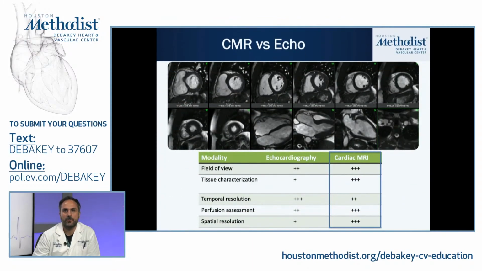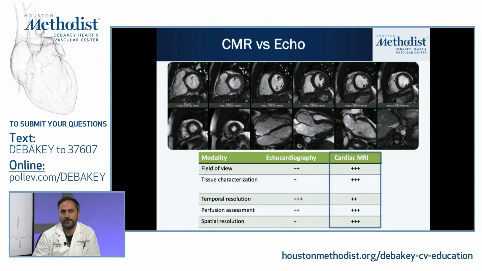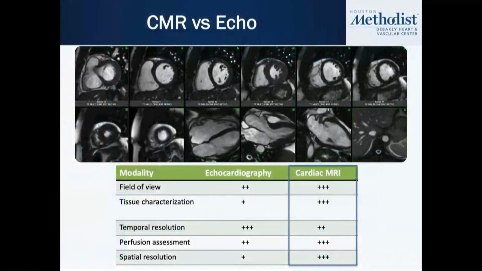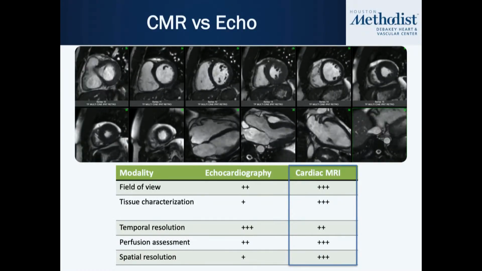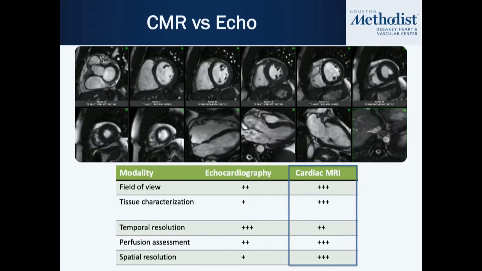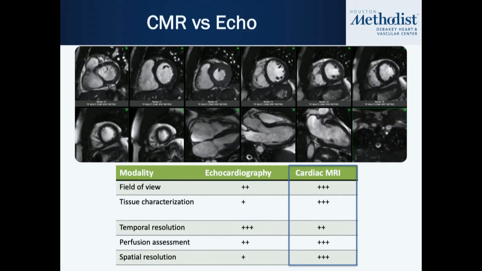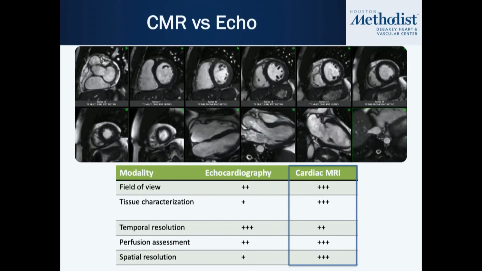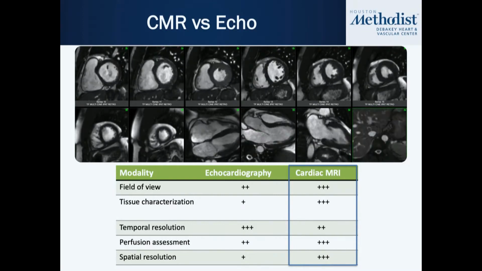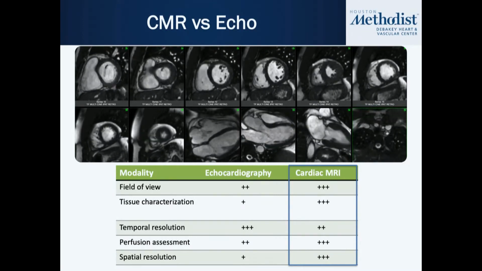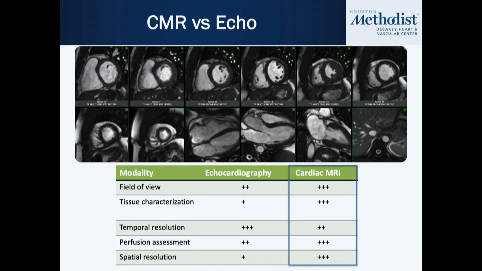This is a table that summarizes the differences between echo and MRI. Again, the advantages of MRI are the wide field of view, tissue characterization, and perfusion assessment. When it comes to temporal resolution, echo is much better than MRI, and this plays a role in characterization of smaller masses, such as small, very mobile vegetations, for example, or a Chiari network. These kinds of structures are not well seen on MRI. MRI likes to see bigger masses that are not as mobile. Spatial resolution is very decent on MRI, so that also helps us a lot in characterization of the mass.